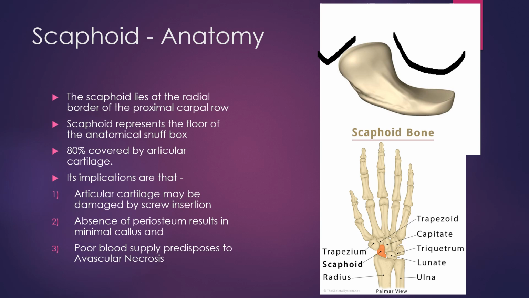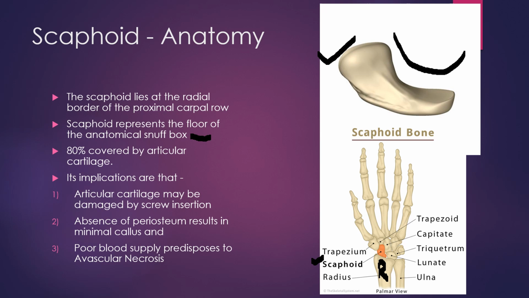The scaphoid lies at the radial border of the proximal carpal row. This is your scaphoid, the one marked in the orange color. It is in the proximal row and it is at the radial border. This is your radius. Scaphoid represents the floor of the anatomical snuff box. The anatomical snuff box is a very important anatomical structure. We will be looking at what it is in the slides to come.